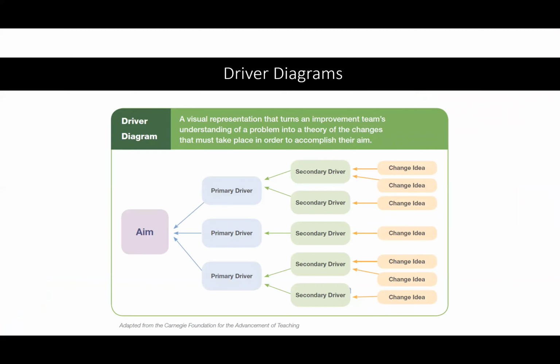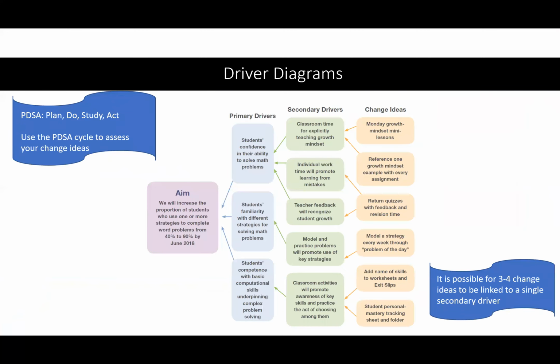So again, here is that template with everything laid out for you. And here is an example. So we have the aim there. You can see the primary drivers, there are several. You can see the secondary drivers, and some of those secondary drivers, more than one, go to a primary driver. And then there are the change ideas. So on the left with the aim we have what we hope to achieve. And on the far right are those very small changes that we work through to actually get to that change.